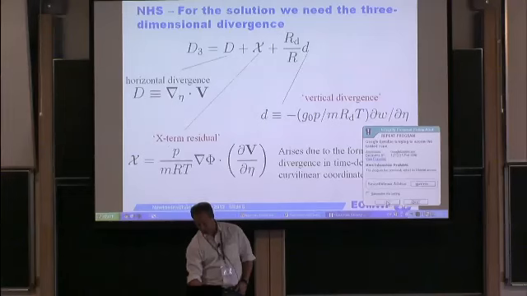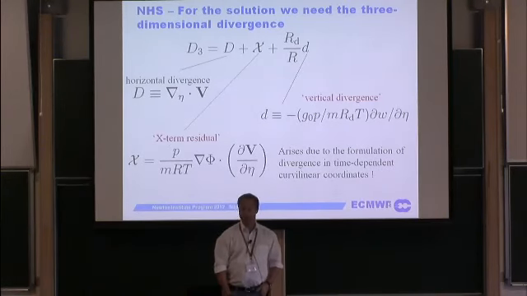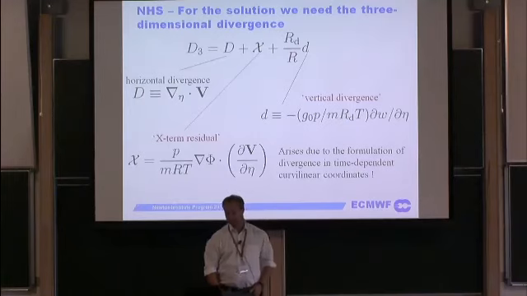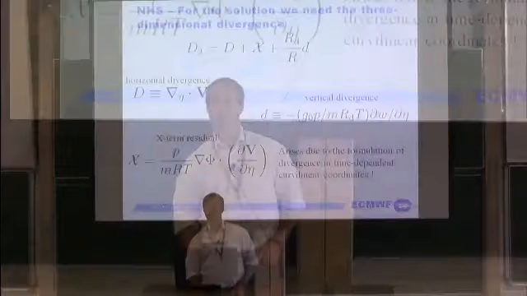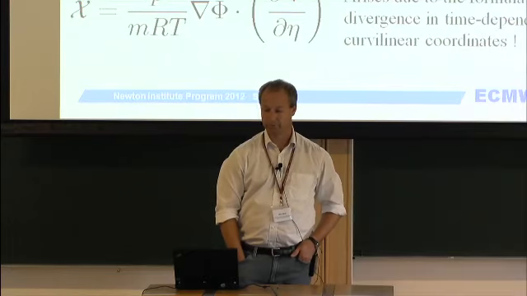But this has implications in terms of how you treat the sponge layer. And so there are issues with this variable, and we would like to really have a vertical velocity as a prognostic variable in the system.